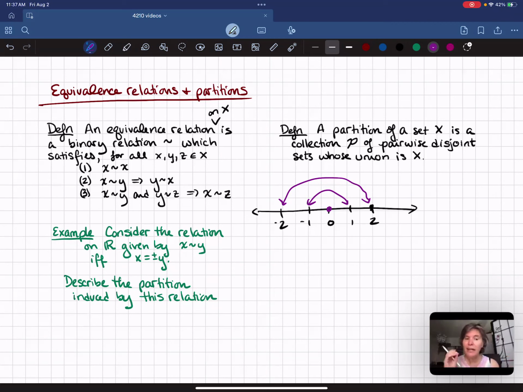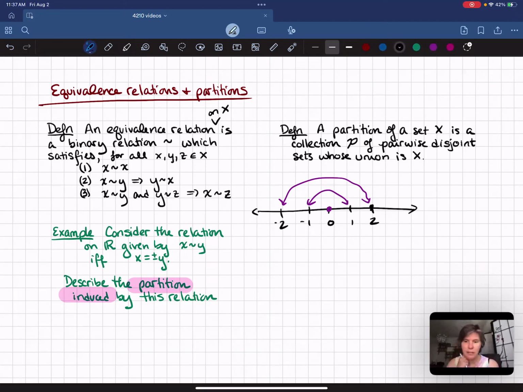Now I claim that from this equivalence relation, I can build a partition. And I will say that that is the partition induced by this relationship. So the partition induced by the relationship is the partition that I get by saying, okay, I'm going to partition it into equivalence classes. That is, I'm going to partition it into sets of things that are equivalent to each other. So what would be the sets in the partition?